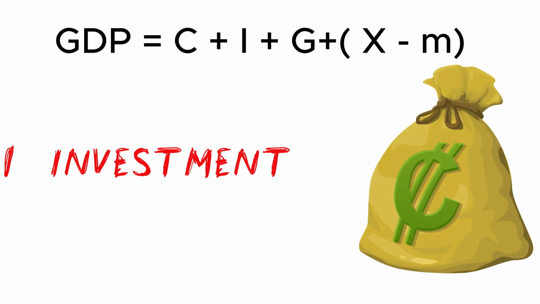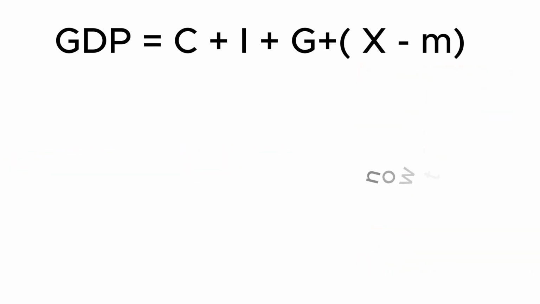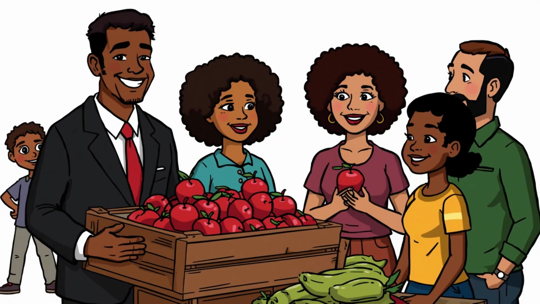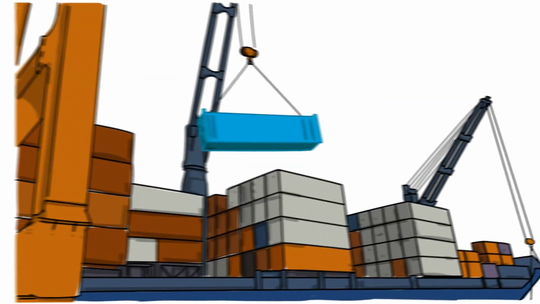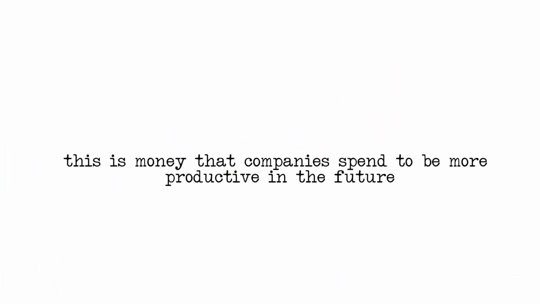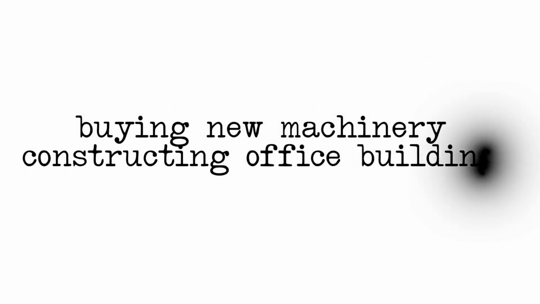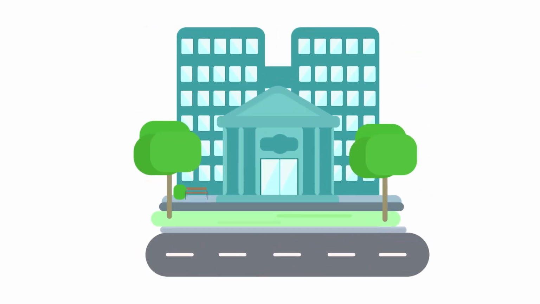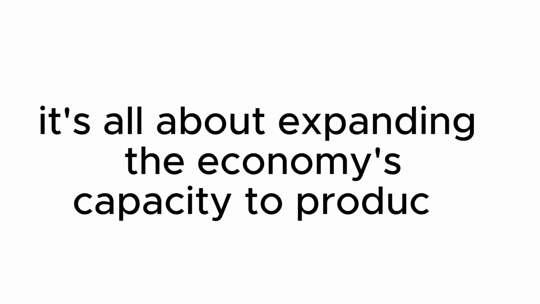I stands for investment. Now, this is crucial. In GDP terms, investment does not mean buying stocks or bonds. Instead, it refers to business investment. This is money that companies spend to be more productive in the future. It includes building new factories, buying new machinery, constructing office buildings, and even building new houses. It's all about expanding the economy's capacity to produce.